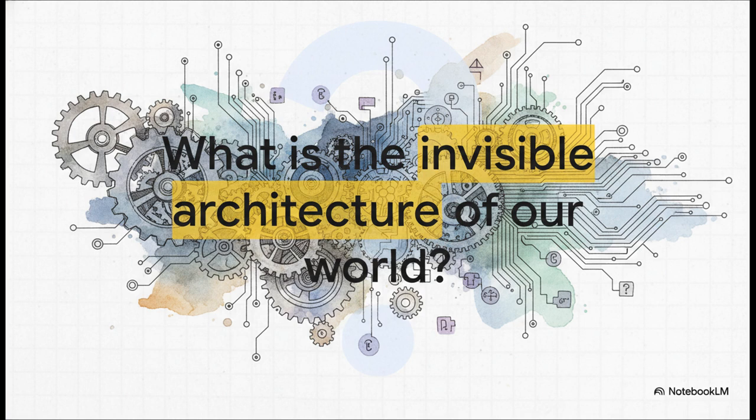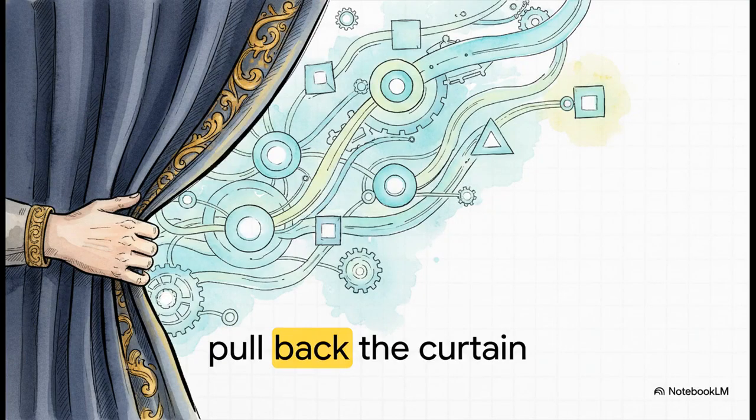So let's just start with that question. What is this invisible architecture, really? Because this isn't just a story about storing files. It's a story about structure and power and even control. It's about how we, as a civilization, decided to organize information and how those choices ended up shaping pretty much everything. And that's the crazy part, right?